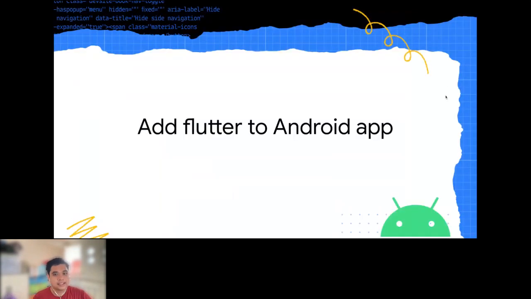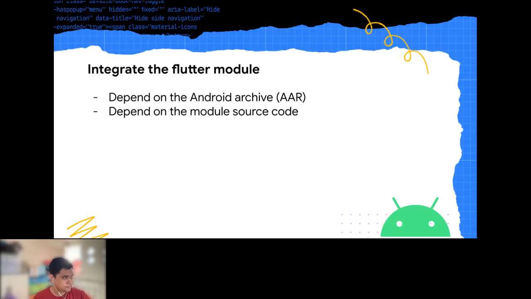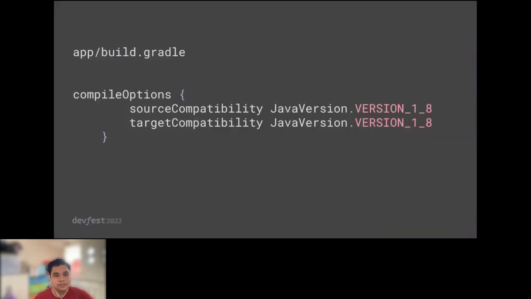And as we have already created the Flutter module itself, we will look at how we could add this Flutter module to our Android app first. As I've mentioned before, there are two approaches to integrate our Flutter module. The first one is to depend on the Android archive, which in this case is the AAR file. The second approach is to depend on the module source code itself. So we are going to look at the first approach.